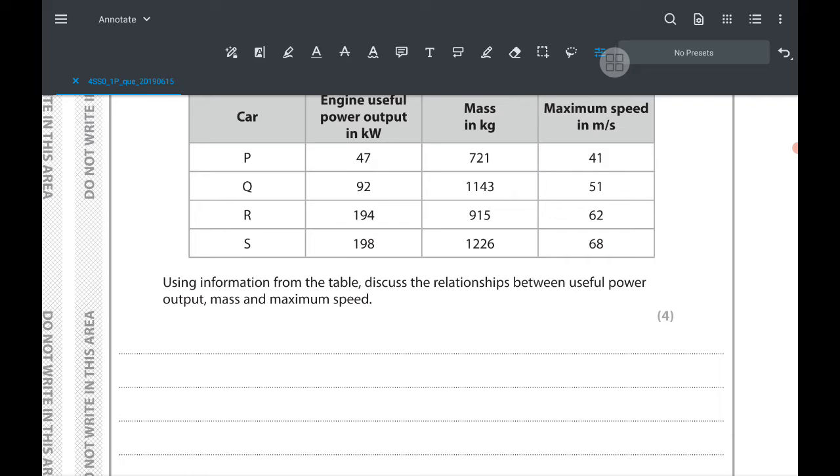So you can see the maximum speed is definitely having some kind of an effect on it, but mass is having kind of a variation because in the middle the mass is high. That means for the car Q. But simply we can say when the car's power increases, speed also increases.